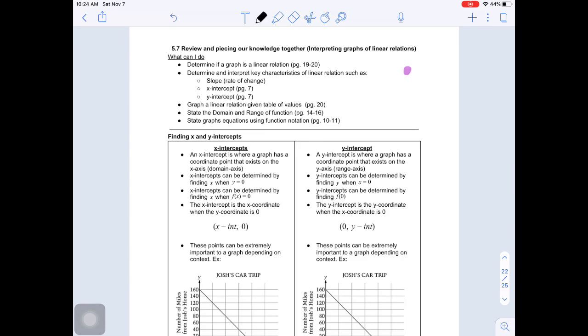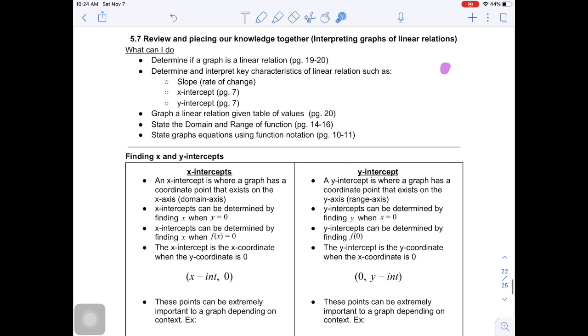All right, guys, so this is 5.7. This is the last section of chapter 5. And this is just going to provide a review and kind of a piece of our knowledge together. So everything that we've done, all coming into one. This is hopefully what you're going to be able to do by the end of this video, okay?